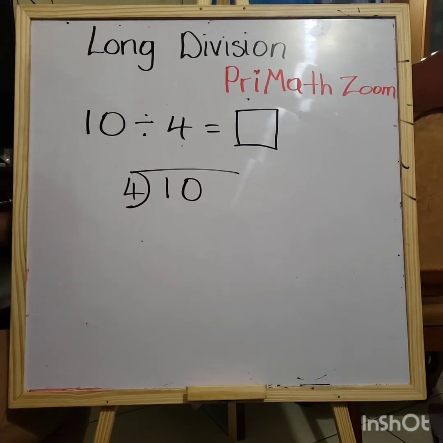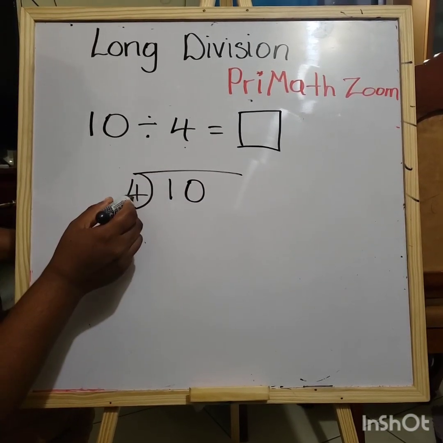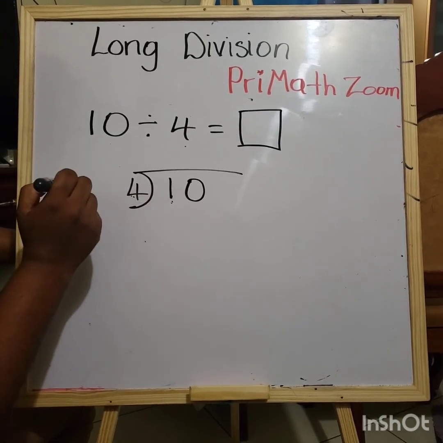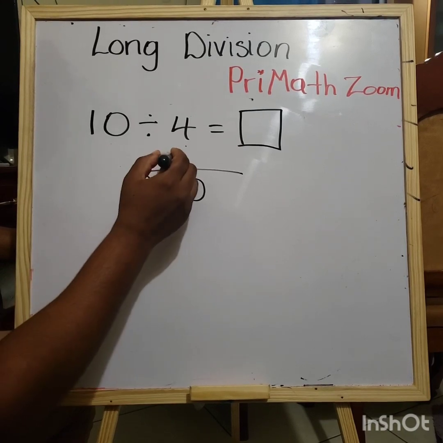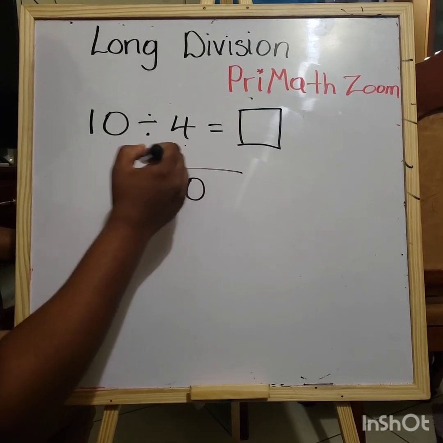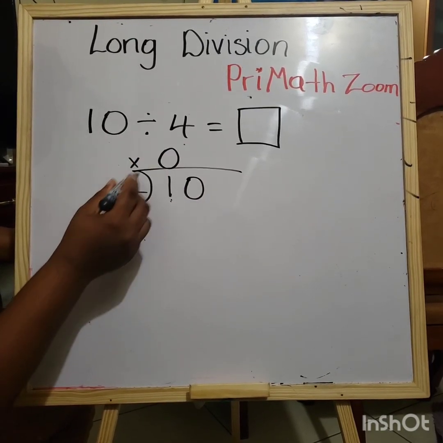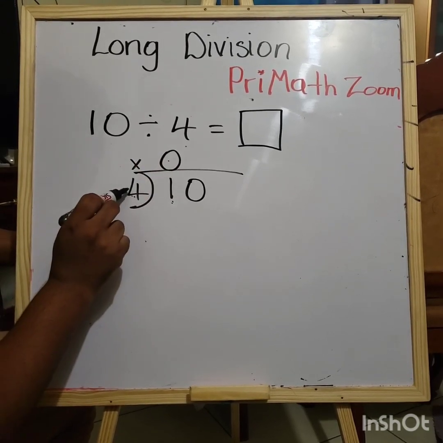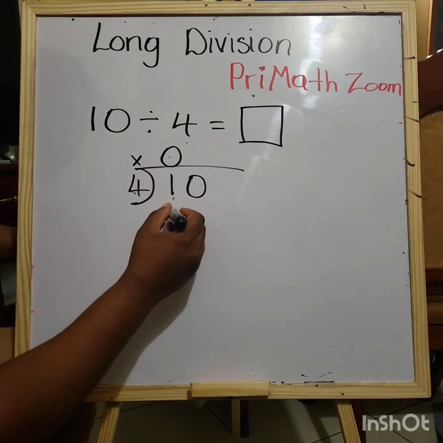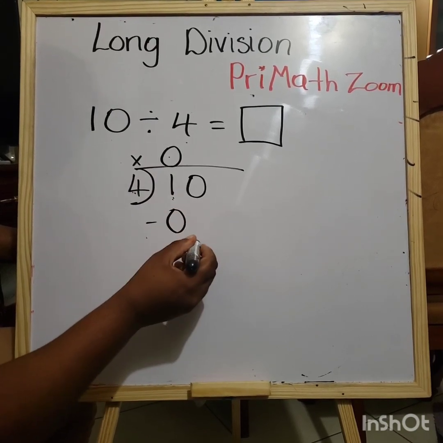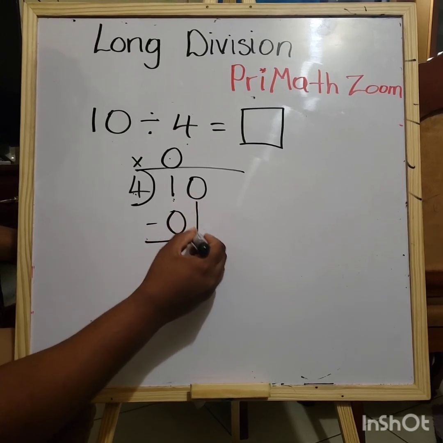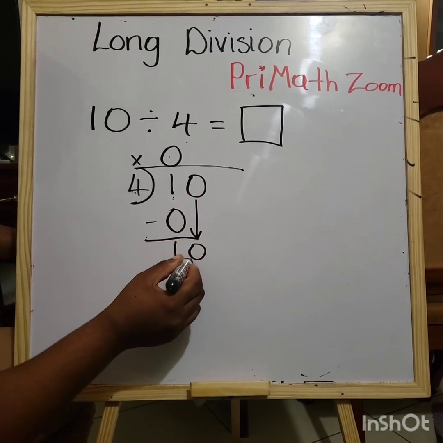So we're going to start again by dividing the divisor into the first digit of the dividend. 4 into 1 can't. So we're going to put our 0 here. We're multiplying it by 4. So whatever you put up here, always remember as you write it to multiply it by 4. 0 multiplied by 4, 0. So 0 from 1, 1. We're going to bring down this 0, and then we're going to have 10.